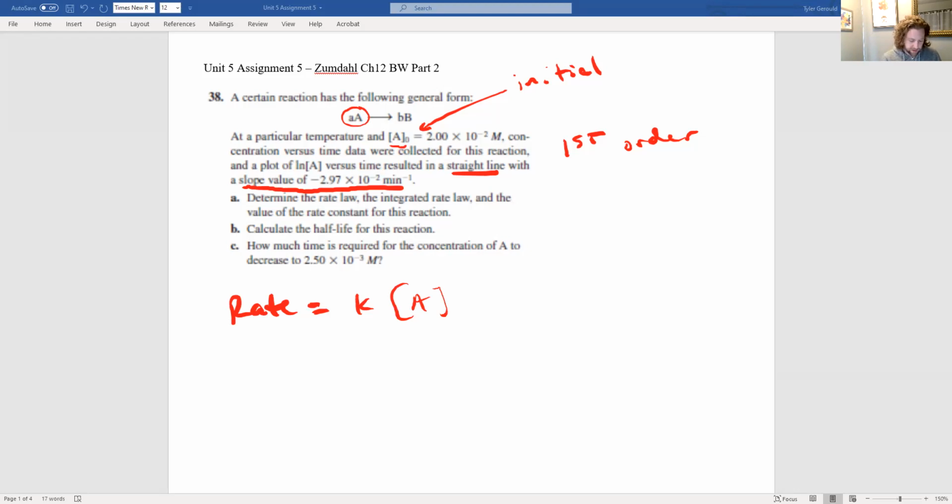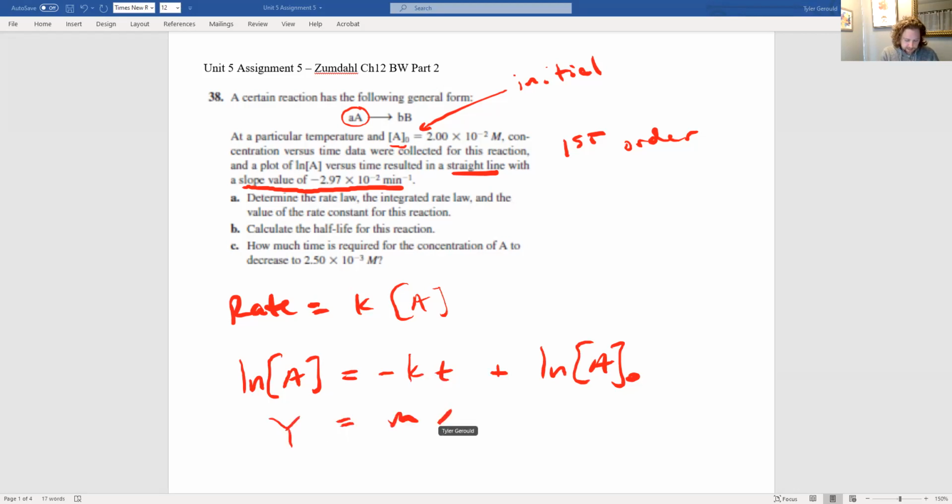The integrated rate law is just choosing the first order equation. So it's the natural log of the concentration equals negative kt plus the natural log of the initial concentration. And I write it in this format, which is slightly backwards from what's given on the table, because this is the y equals mx plus b format. So it matches up with graphs really well. There's the integrated rate law.